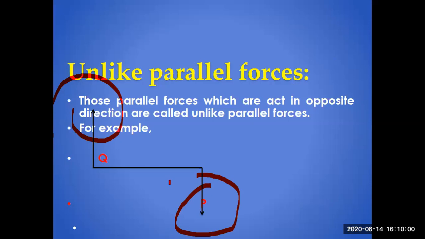What are the examples? When you are holding a car steering wheel, your right hand is acting in one direction, your left hand is acting in the other direction. Similar is the case when you set up an experiment using a meter rod. One force on the right side is acting in the downward direction, the other one in the upward direction. There are a number of other examples where you can understand what are like and what are unlike forces.